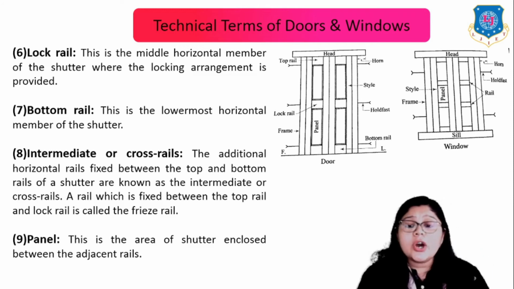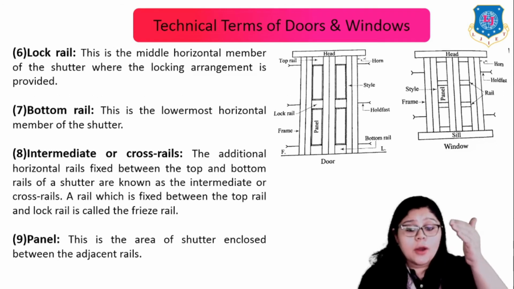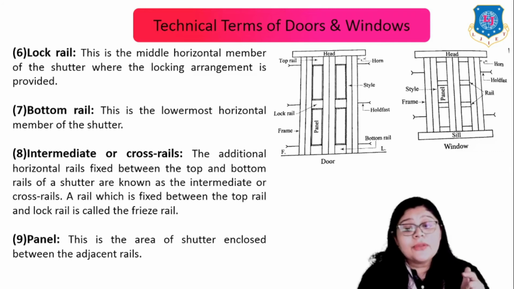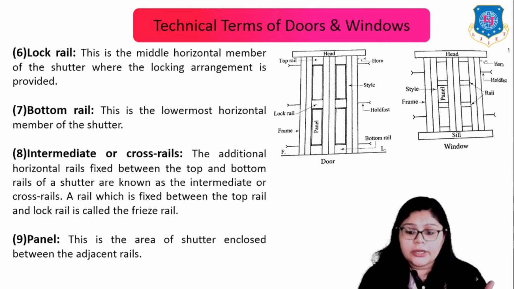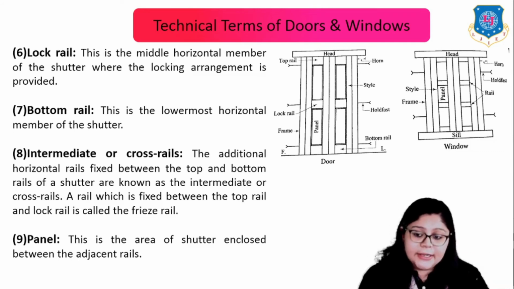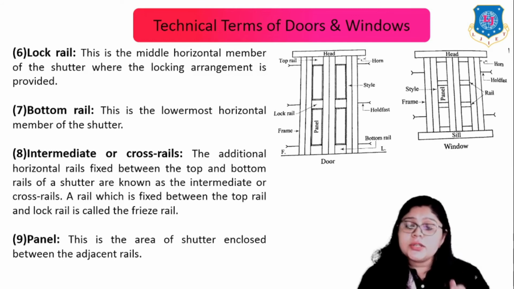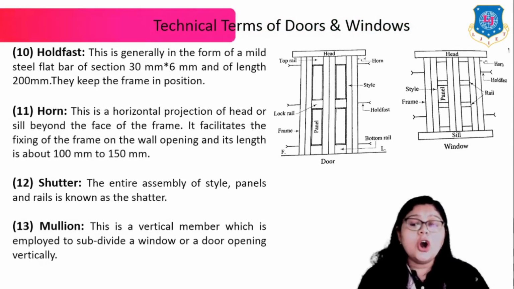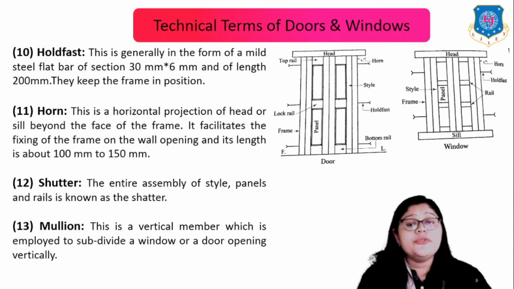Next are the intermediate or cross rails. The additional horizontal rails fixed between the top and the bottom rail of the shutter are known as intermediate rails. A rail which is fixed between the top and lock rail is also known as the frieze rail, right? Next is the panel. This is the area of the shutter enclosed between the adjacent rails. Next is the hold fast. This is generally in the form of a mild steel flat bar of section 30 mm by 6 mm and of length 200 mm. They keep the frame in position.